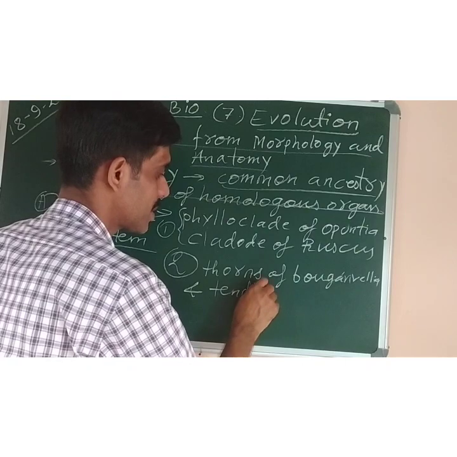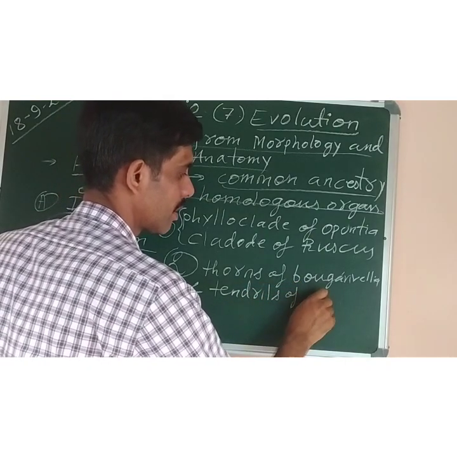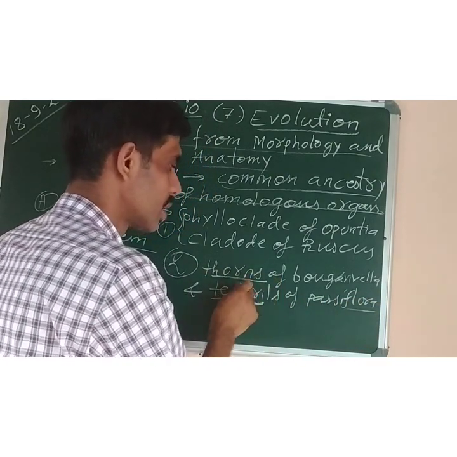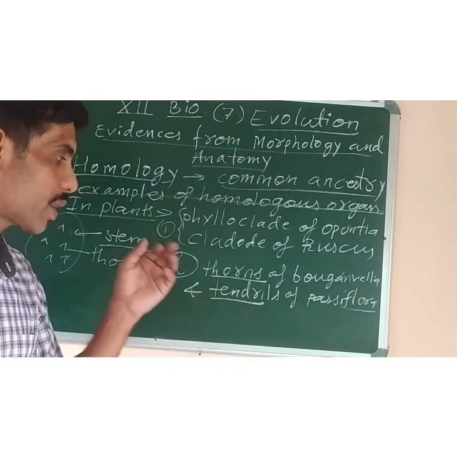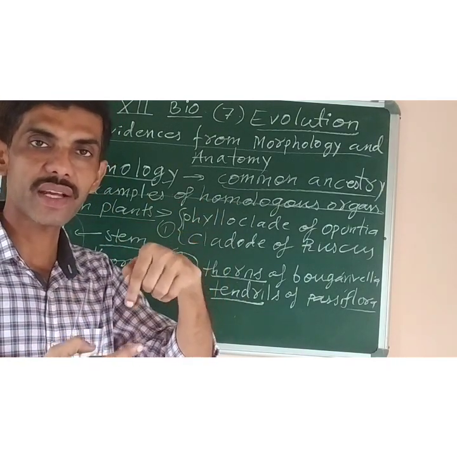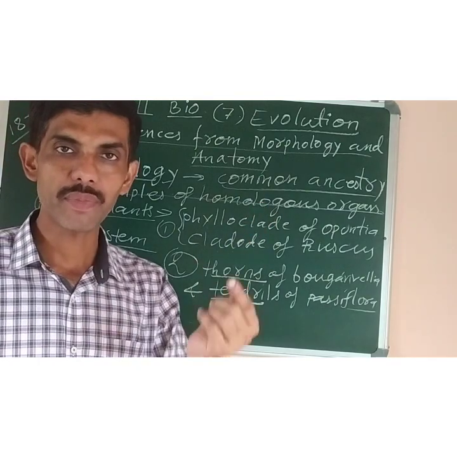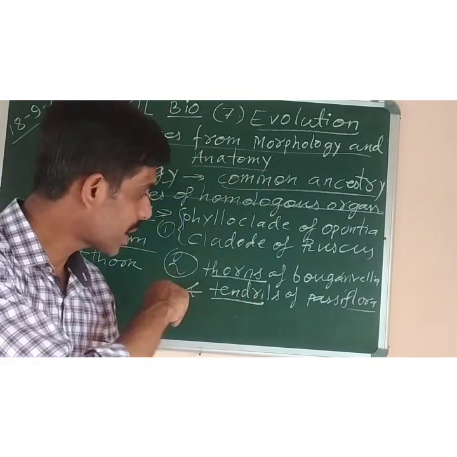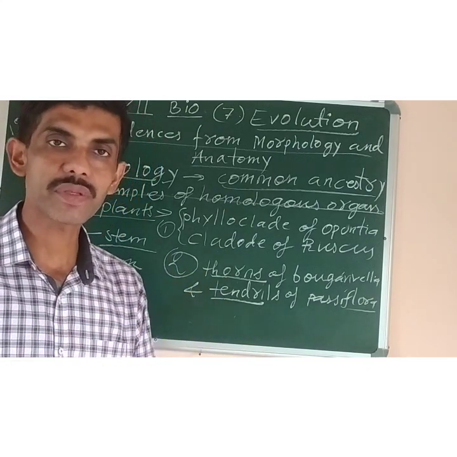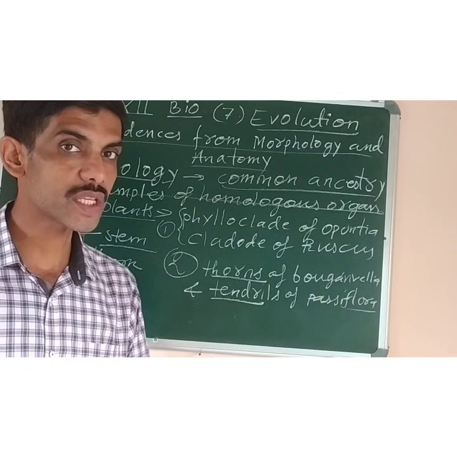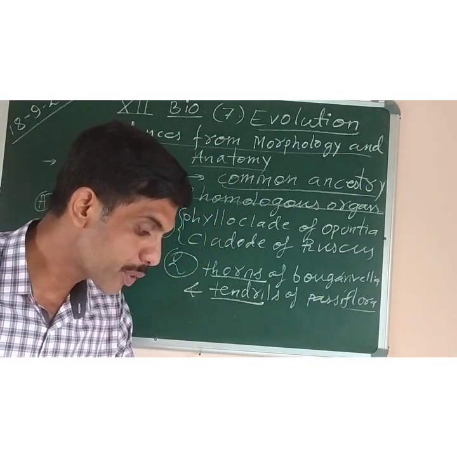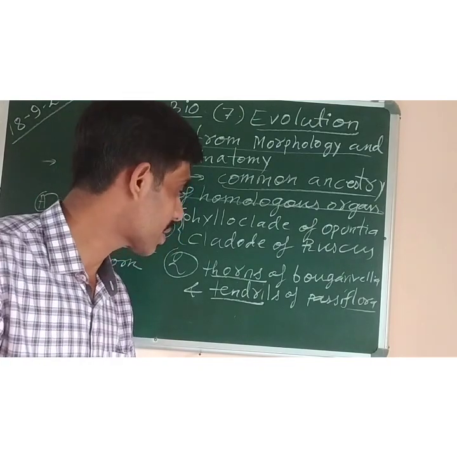Tendril is the modification of stem. Tendrils of passiflora plant. So see, both the structures are different. One is thorn, the other is tendril. Tendril is the one which is soft and curly, just like a thread that helps the plant to climb onto a support. So both of them are modifications of the plant and they are carrying out different types of functions, yet they are homologous, meaning they have a common ancestry. Both of them arise in axillary position and thus are a modification of the branch only.